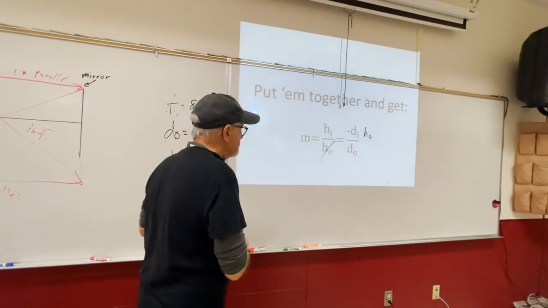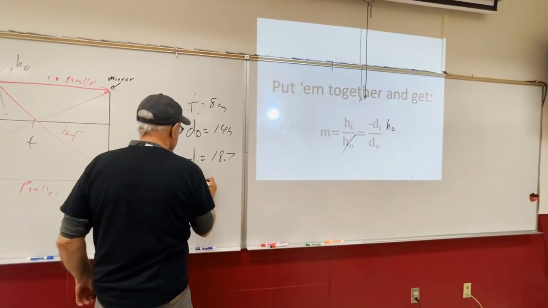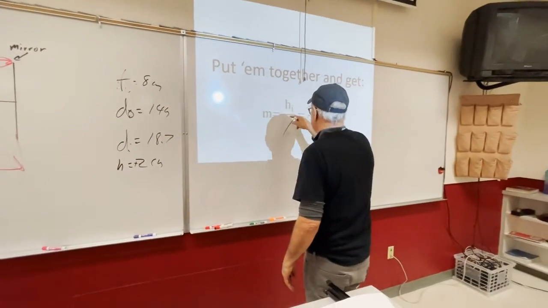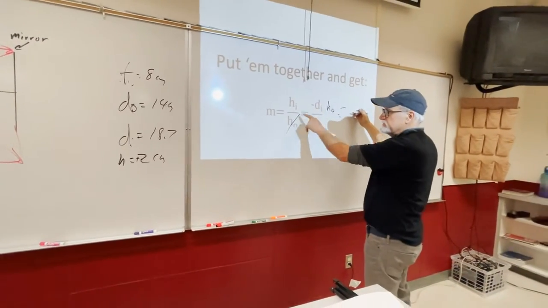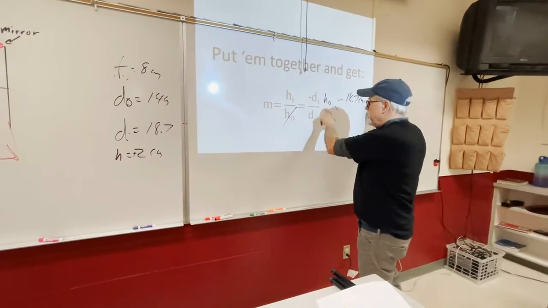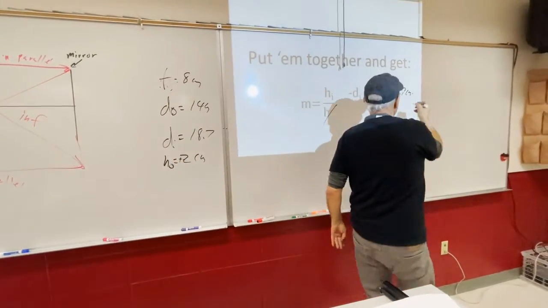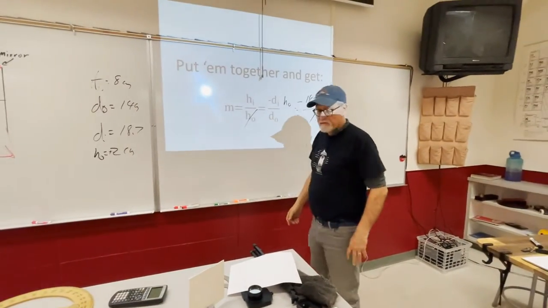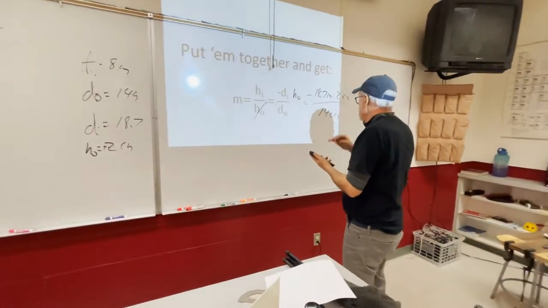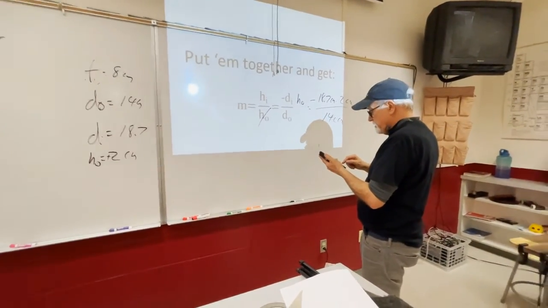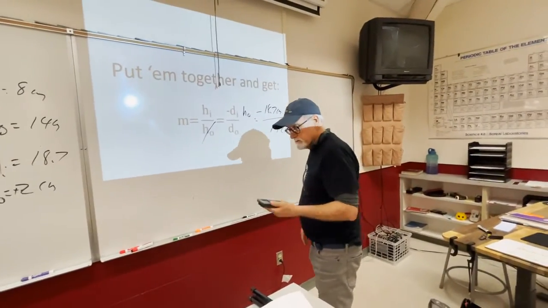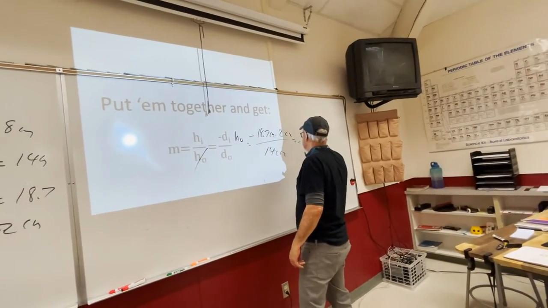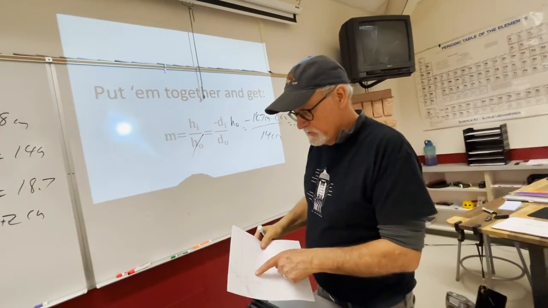All right, so if the height of the object is two centimeters and it's upright, it's positive, what should the height of the image be? So this is going to be negative distance to the image, which is 18.7 centimeters, times the height of the object, 2 centimeters, divided by the distance of the object, 14 centimeters, and our answer is going to be negative, which means that it's inverted. So negative 18.7 times 2 divided by 14, and I get negative 2.7 centimeters. Not bad. Did we actually measure that? Yeah, we had 2.5, so we're close.